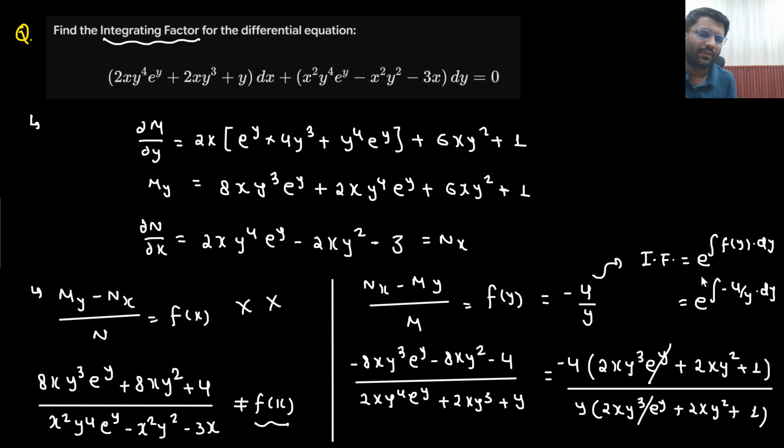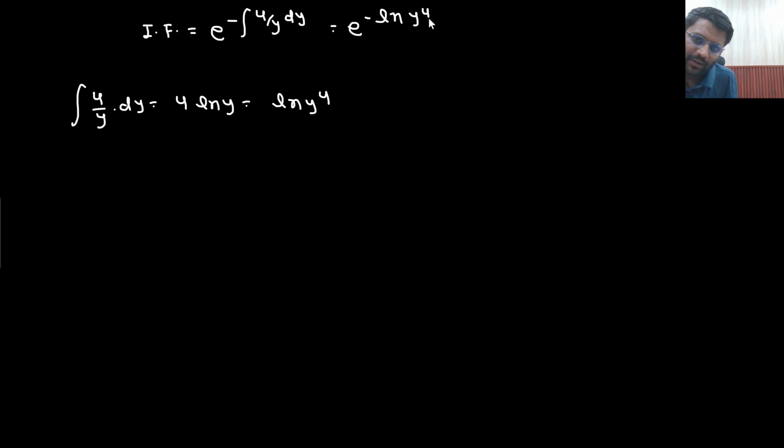So eventually let's write down on the next page. So my integrating factor is coming out to be e to the power integral of minus 4 by y dy. This is what I am getting, no? So can you let me know the answer of the integral of 4 by y dy? Sir, it would be nothing but 4 outside ln y. Or can I write it as ln y to the power 4? Yes, sir. So e to the power minus ln y to the power 4.